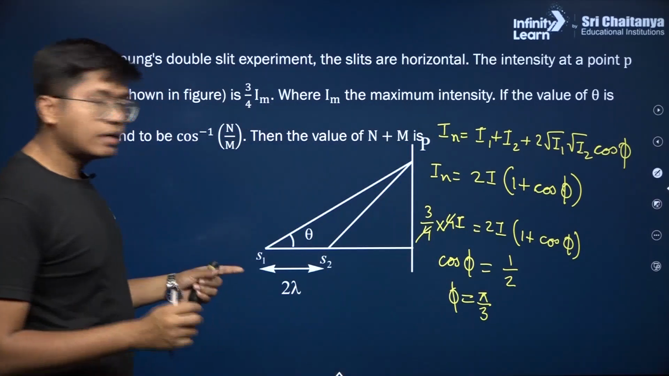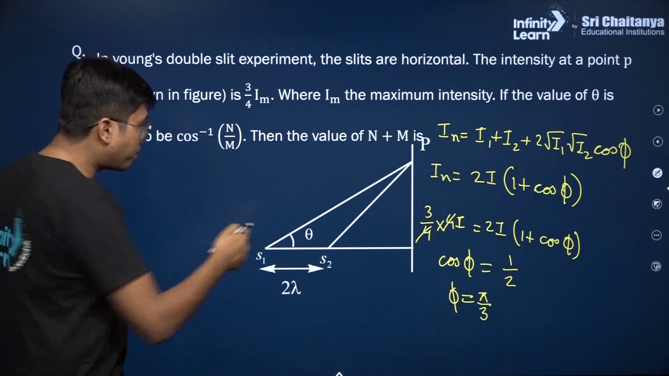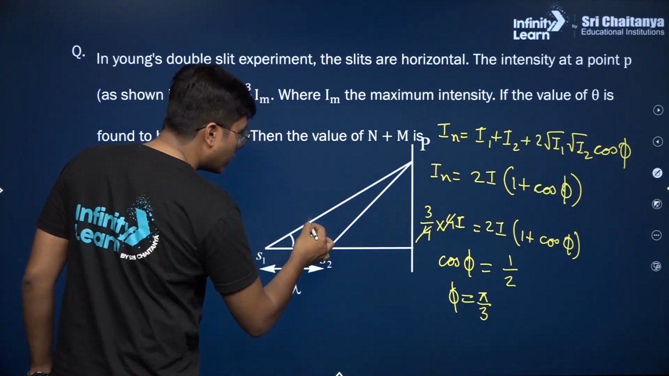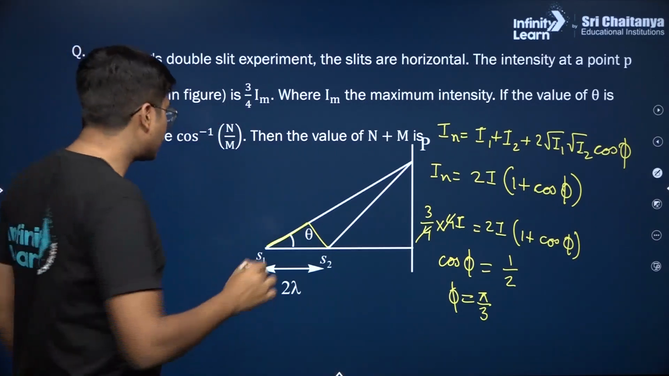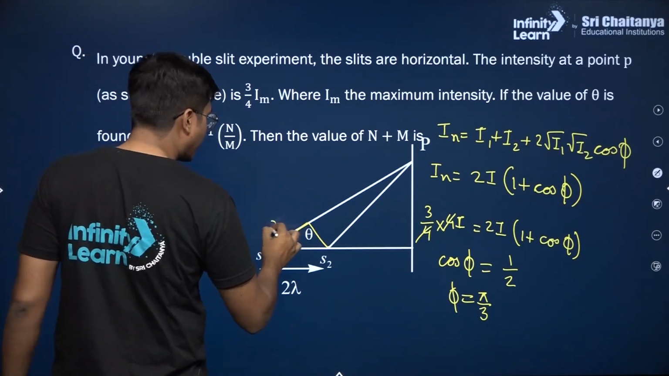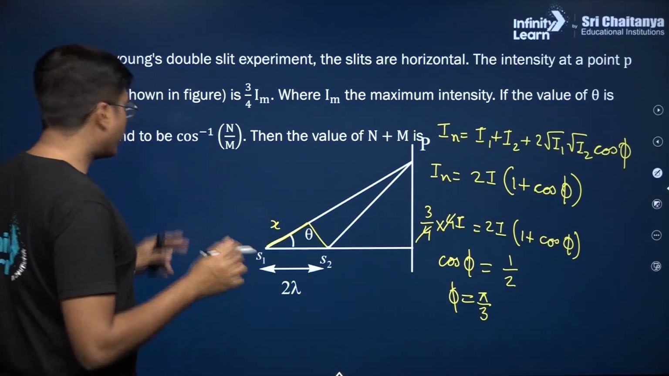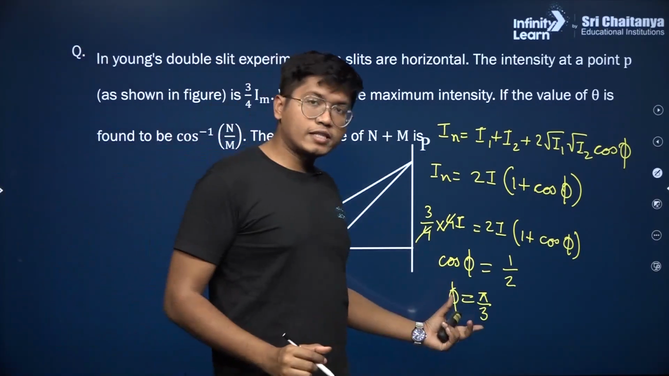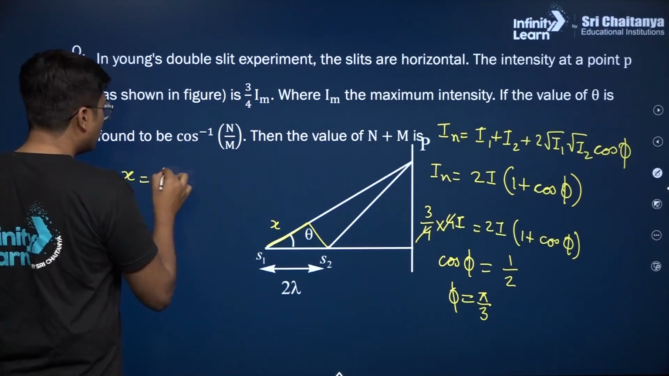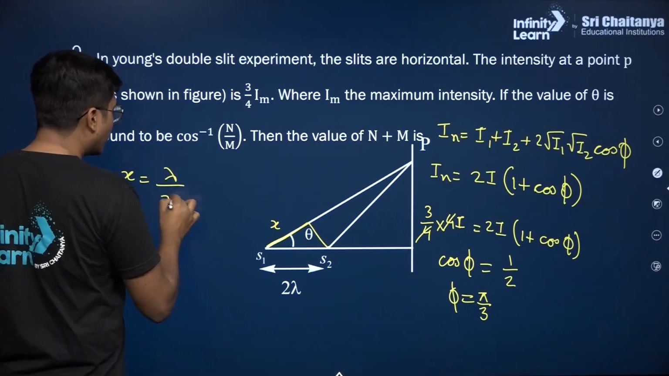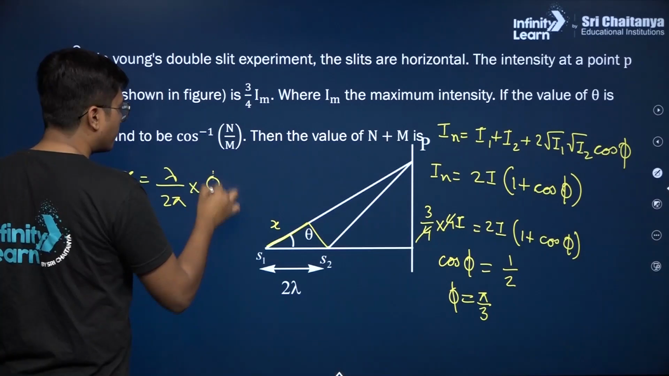Now we need the path difference. Now what is the path difference with regards to this? The path difference is this length, that we'll call as, say, x. So we know how to relate the phase difference with the path difference. It's given by x is equal to lambda by 2 pi into phi.